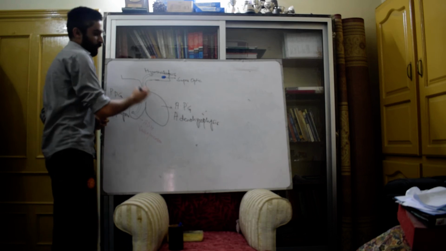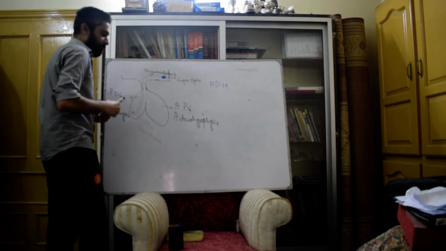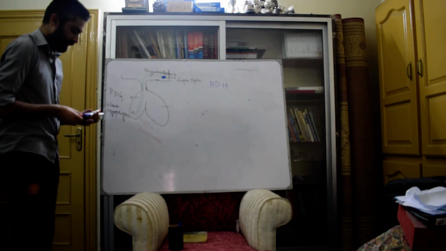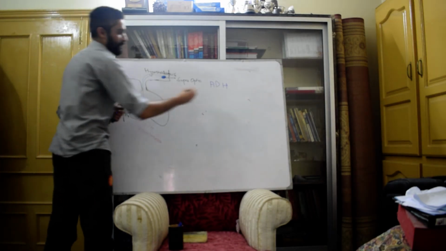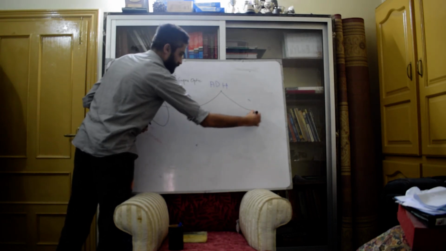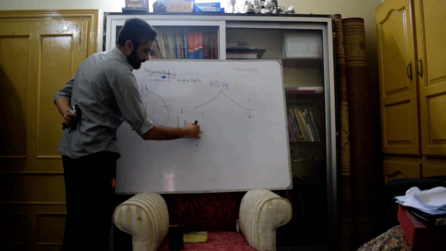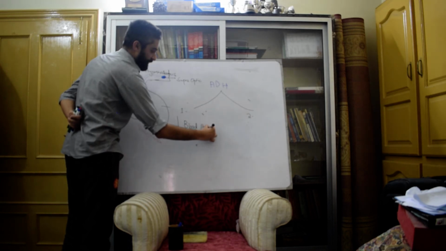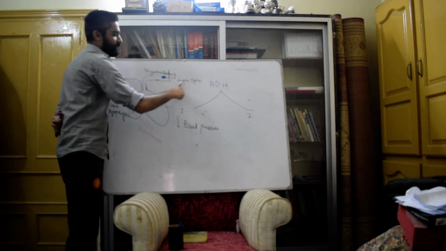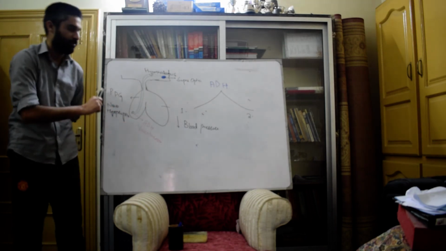In what conditions is ADH secreted? There are two very big stimuli for the secretion of ADH hormone. Number one, when there is low blood pressure in the body, the signals are sensed at the supraoptic nuclei, and this nuclei is responsible for the secretion of ADH or vasopressin.